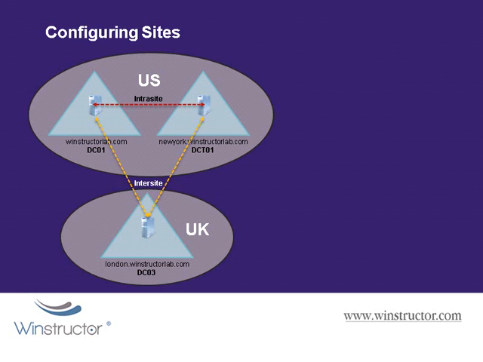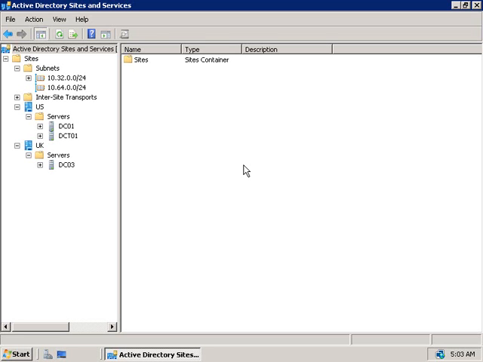Now with DC03, if we were to add more domain controllers to London, it will then perform intra-site replication to those domain controllers, but if it replicates with any of the US domain controllers, then inter-site replication will be occurring, since DC03 will be replicating with another separate site.